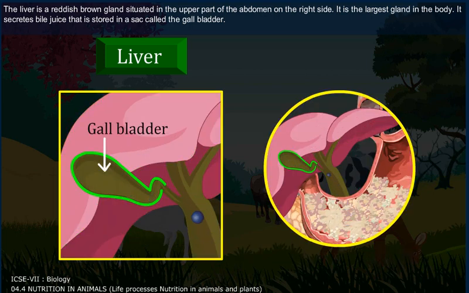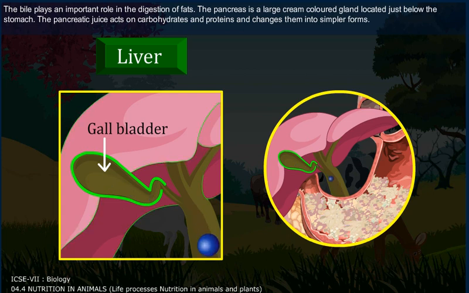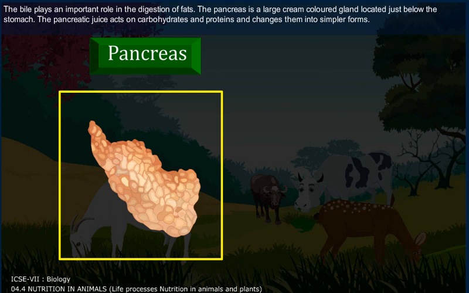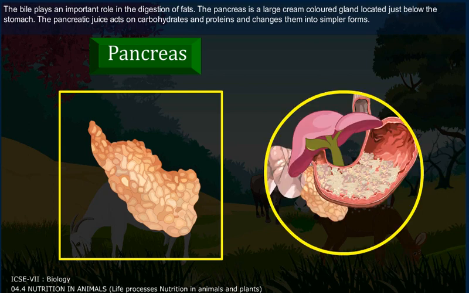It secretes bile juice that is stored in a sac called the gallbladder. The bile plays an important role in the digestion of fats. The pancreas is a large cream-colored gland located just below the stomach. The pancreatic juice acts on carbohydrates and proteins and changes them into simpler forms.